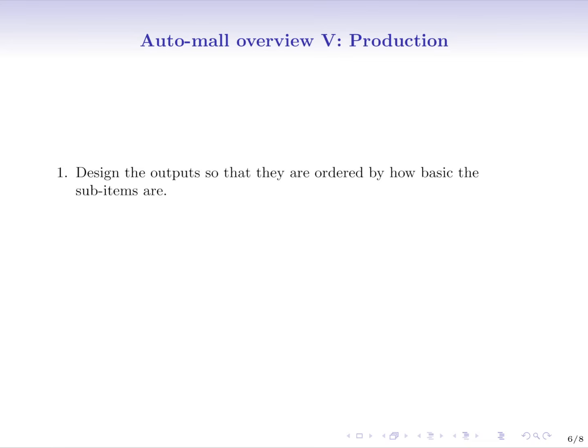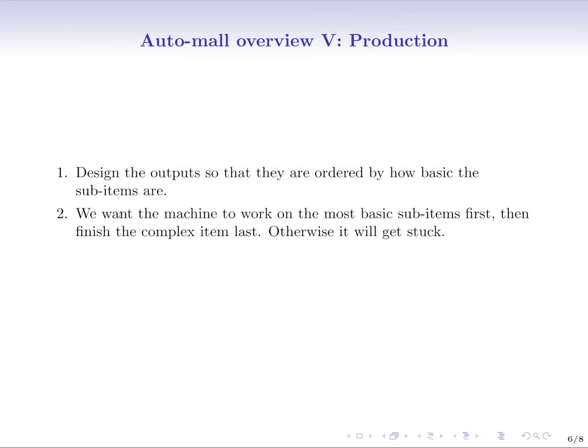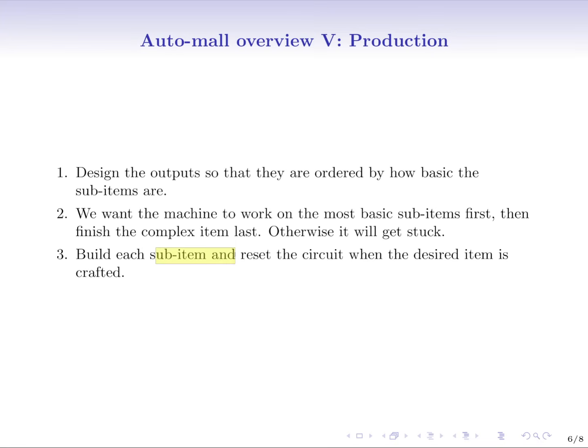Now, why did I output more gears and more yellow belt than I really need? The reason is because I want them to be ordered by how basic the sub-items are. I want the plate to be ordered first, then the iron gear, then the yellow belt, and then the red belt. That's because we want the machine to work on the most basic items first. Otherwise, it's going to get stuck. If it doesn't make gears first, it can't make the red belt. And with this order, we can build each sub-item until the desired item is made.